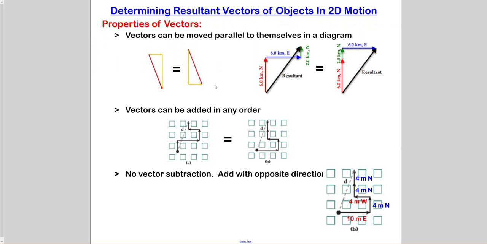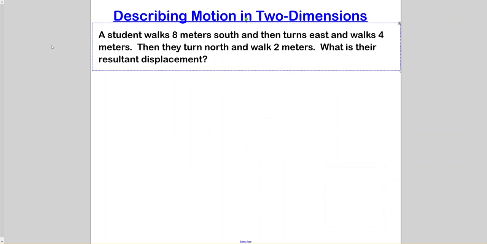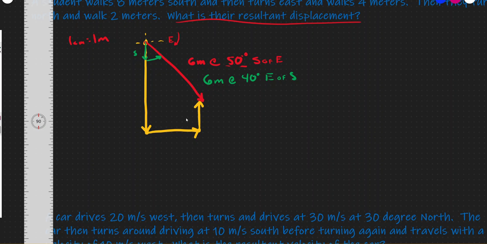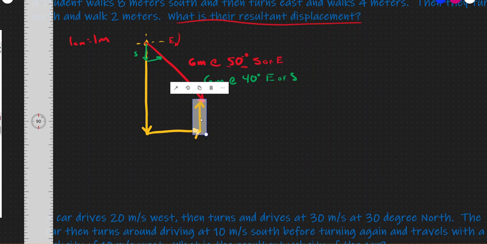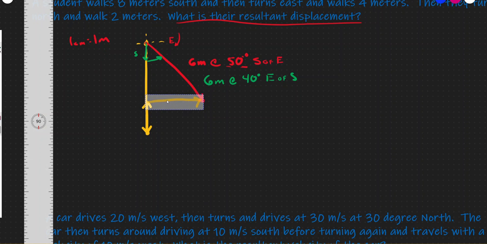There are some properties that vectors have that are useful to know. So the first is that vectors can be moved parallel to themselves in a diagram. So I want to go back to this one for a second. Oops, what I did here. Another way for me to have done this is to move this vector here and then move this vector here, and guess what? Oh my gosh, I end up at the same spot.